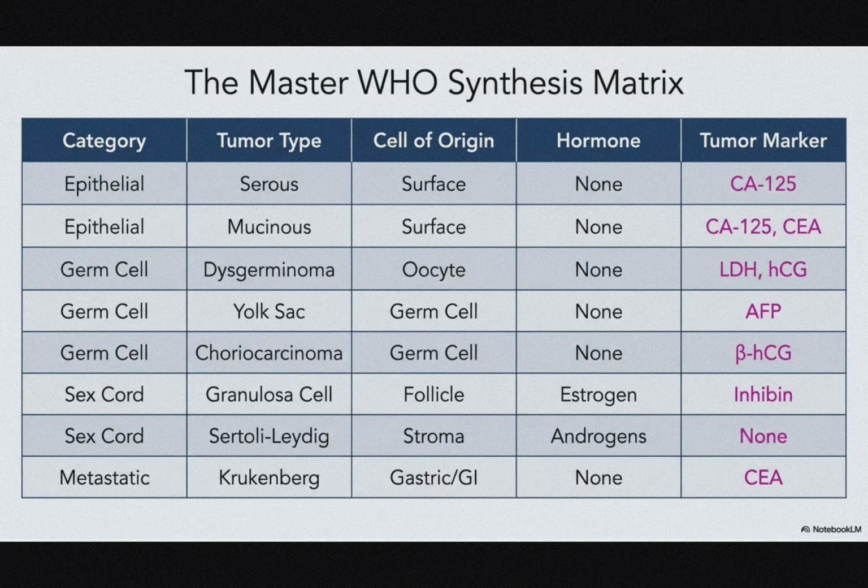Next we have metastatic, tumor type is Krukenberg, cell of origin may be gastric or GI, hormone is none, tumor marker is CEA.